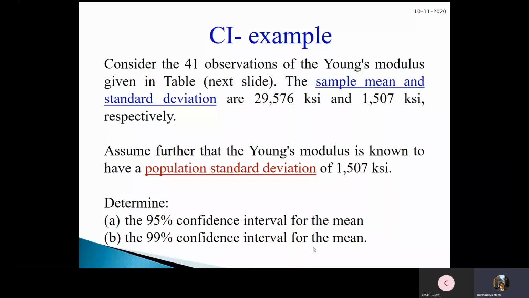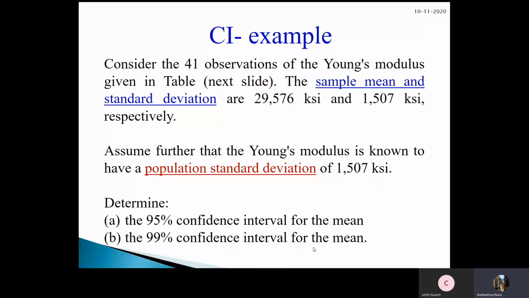So assuming that Young's modulus is known to have a population standard deviation of 1507 KSI, determine the 95% confidence interval for the mean and the 99% confidence interval for the mean. As you can see, the sample mean and sample standard deviation are provided, and the population standard deviation is also known.